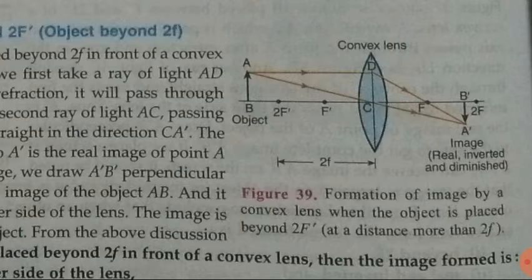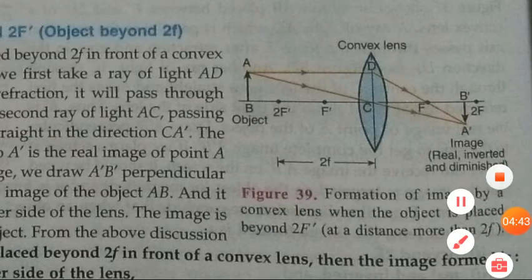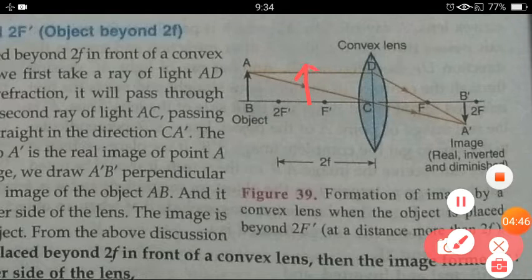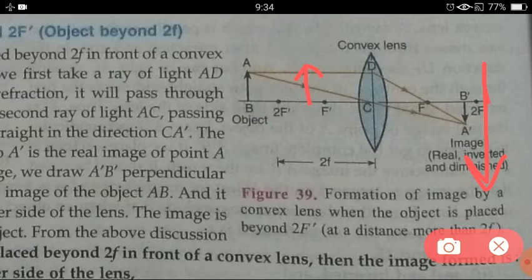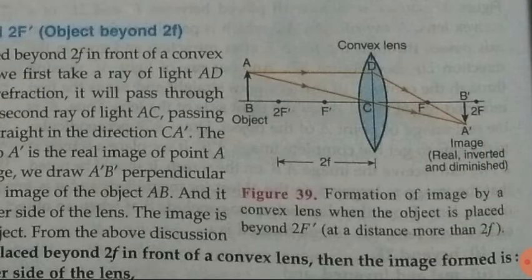Now you might have noticed that this is just the opposite situation of case 3. In case 3 what happened? The object was between f and 2f, and the image was formed beyond 2f. Now in this case just the opposite situation is there. The object is beyond 2f and the image is formed between f and 2f. This image is real, inverted, and the size is smaller than the object, so it is diminished.